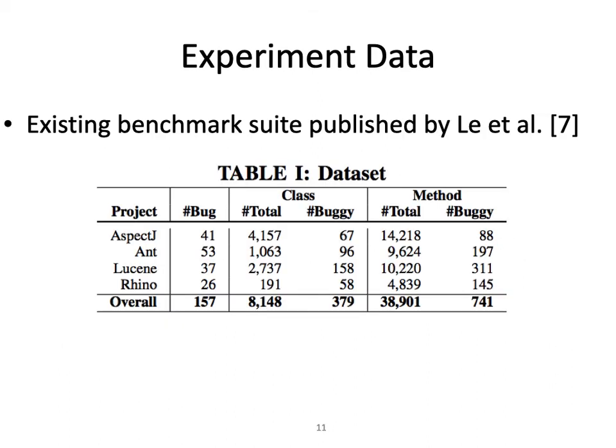So we conducted our experiments using the existing benchmark suite published by BLUiR et al. In the benchmark, there are 157 real bug examples from 4 open source projects, AspectJ, Lucene, and Rhino.